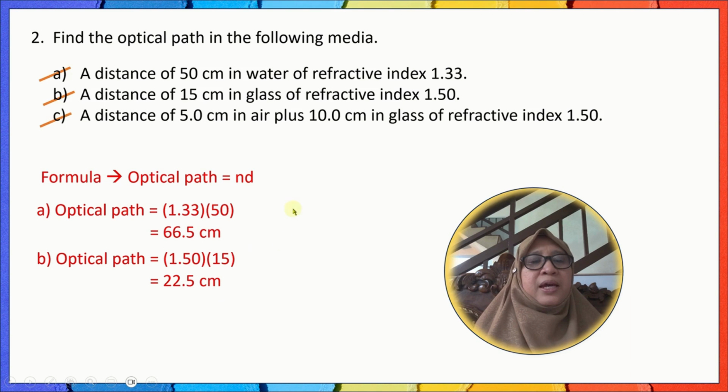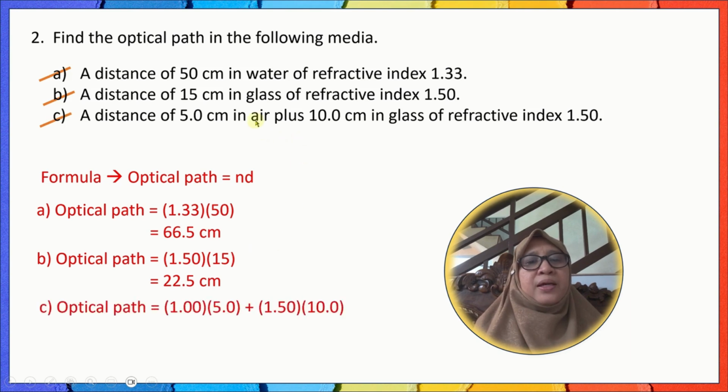And lastly, we have two media: air 5 centimeter and glass 10 centimeter. So we total up the optical path of the two media. So the answer is 20.0 centimeter.